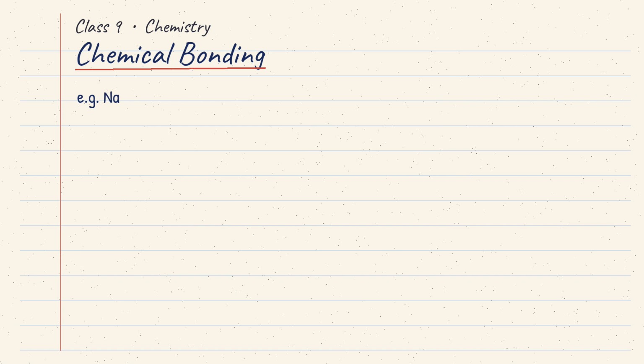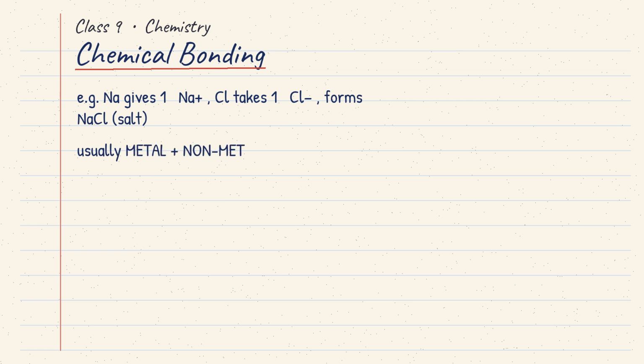For example, sodium gives one electron to become Na+, chlorine takes it to become Cl-, and together they form common salt, NaCl. Ionic bonds usually form between a metal and a non-metal.